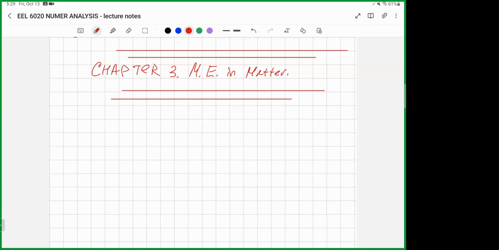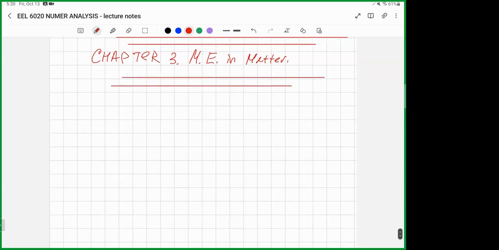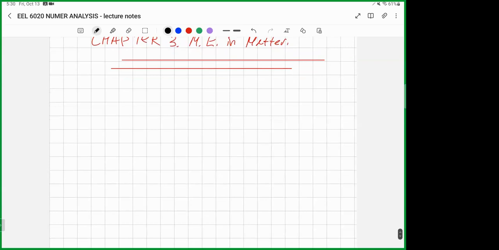And of course, the presence of these materials causes changes to the electromagnetic field. And the question of today's lecture is to define how the presence of matter changes the electromagnetic field. And we're going to start with writing down the Maxwell equations in free space. So basically what we know so far.